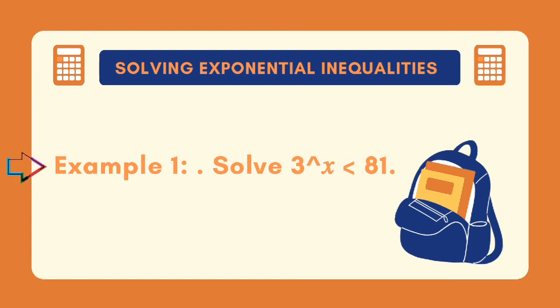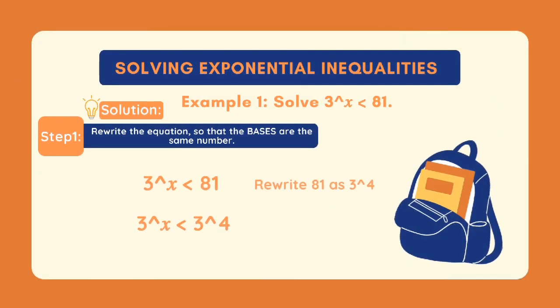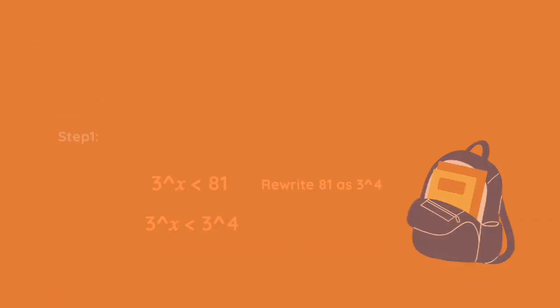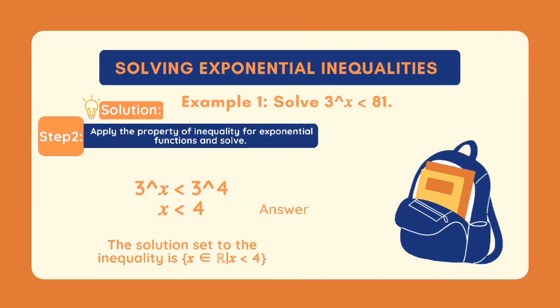Example number 1. Let's solve 3 raised to x less than 81. First, rewrite the equation so that the bases are the same number. 3 raised to x less than 81. Then, rewrite 81 as 3 raised to 4. It will be 3 raised to x less than 3 raised to 4. Next, apply the property of inequality for exponential function and solve. 3 raised to x less than 3 raised to 4, so the answer is x less than 4.